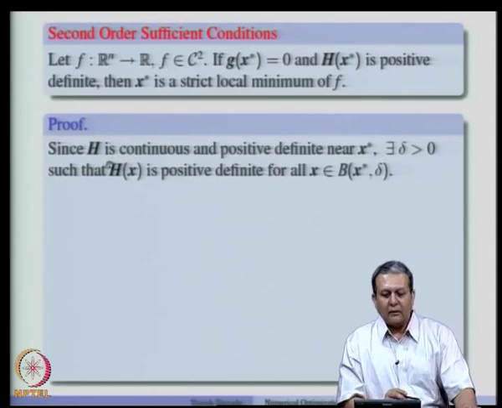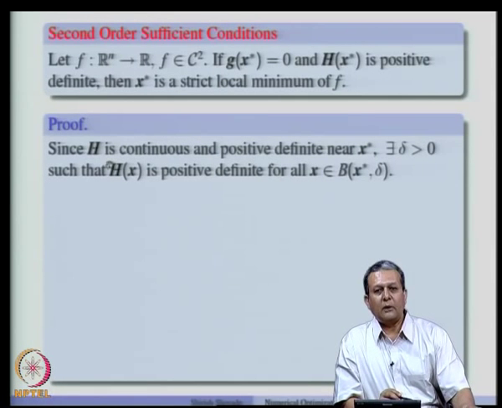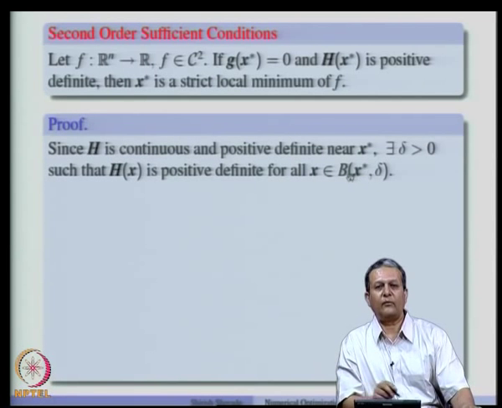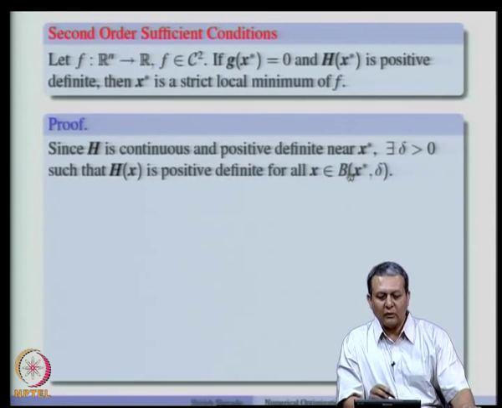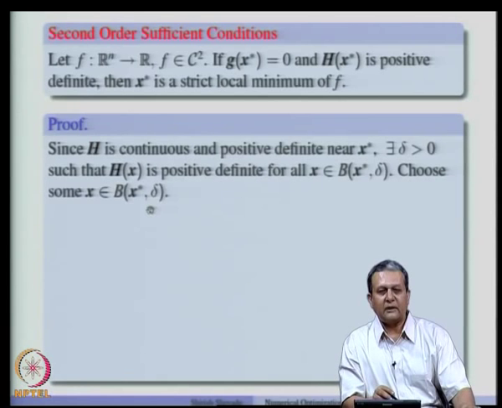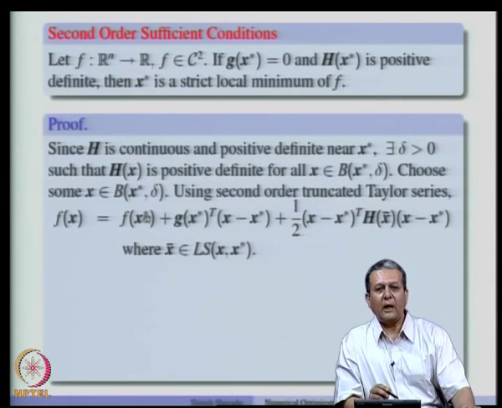Now, we are given that f is twice continuously differentiable. So, h is continuous and positive definite near x star, and therefore, there exists some delta such that h of x is positive definite in the delta neighborhood of x star. Now, let us use this fact and write the Taylor series. Let us first choose some x in that delta neighborhood of x star and use the second order truncated Taylor series to write f of x as f of x star plus the second quantity involving the gradient and the third quantity involving the Hessian.